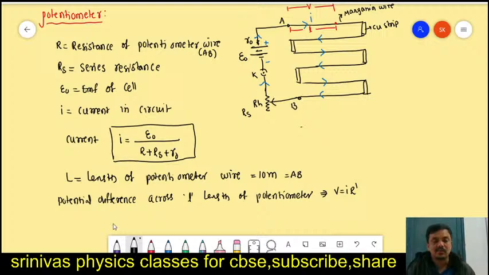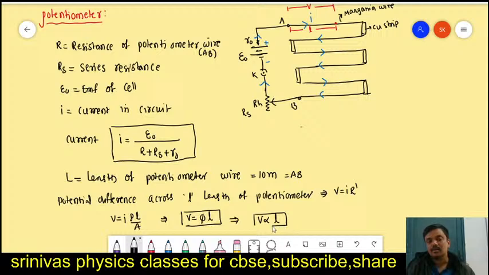Here we write V is equal to I into R dash, and the R dash value is rho L by A. From this, V is equal to I rho by A times L. This I rho by A we consider as phi, so V is proportional to L. The potential difference is directly proportional to the length of the wire. This is called the potentiometer principle.